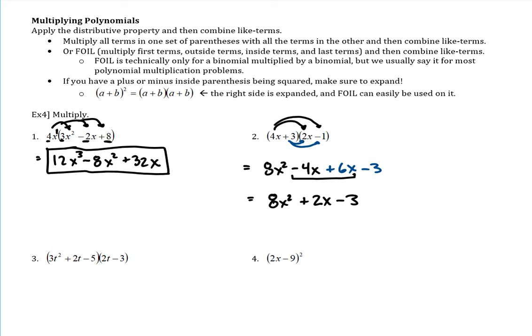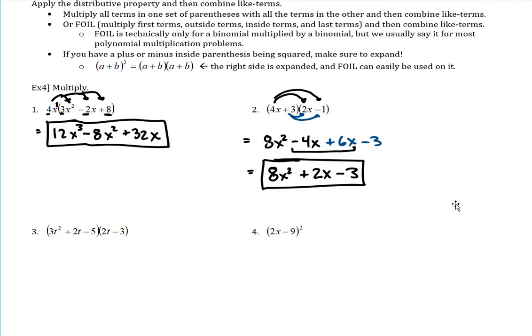And then minus 3 has no like terms with it, so it's just written right at the end. So there we are. So that's how we multiply. Okay, so let's take a look at these other 2. Here we just have more terms than the previous one.